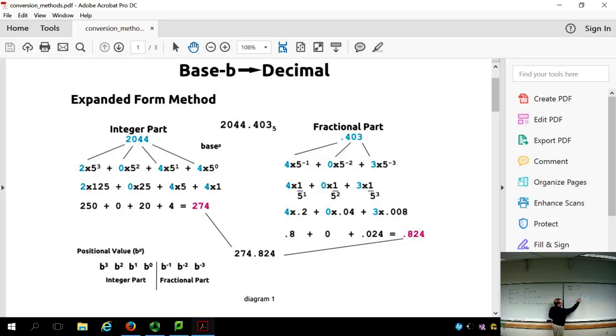This is 1 times 5 to the what? 1, yep. Plus 2 times 5 to the 0. Plus 3 times 5 to the negative 1. So this is 0, 1, 2, 3, negative 1, negative 2, negative 3, on out. So what is 5 to the negative 1? Which is 1 over 5.